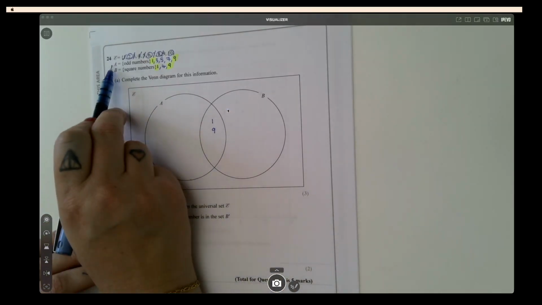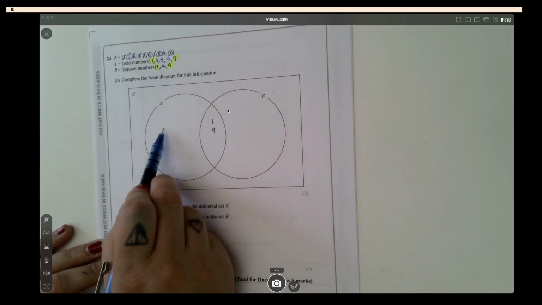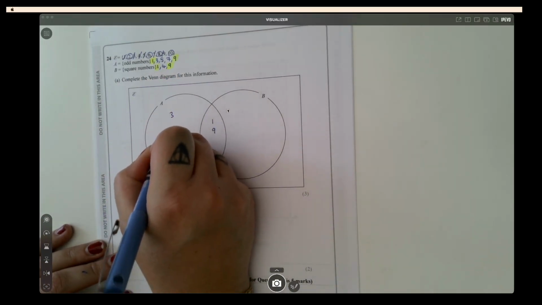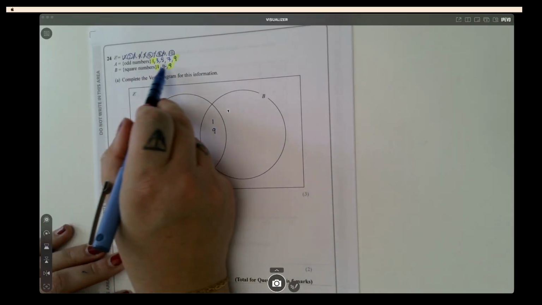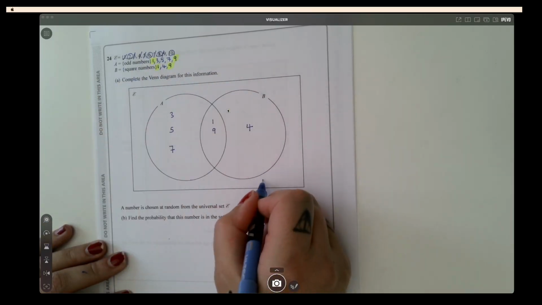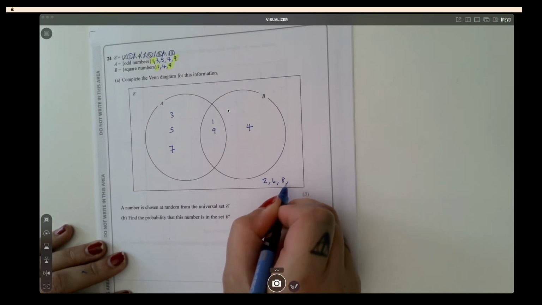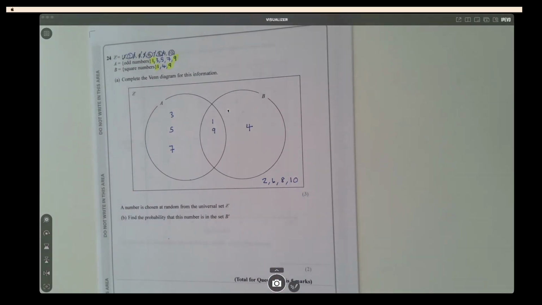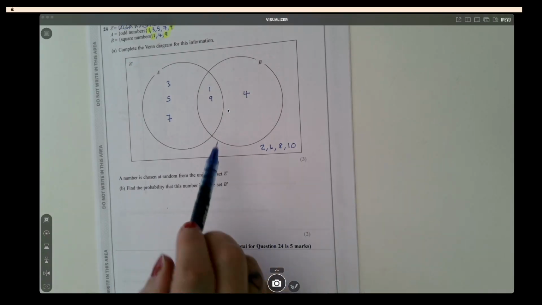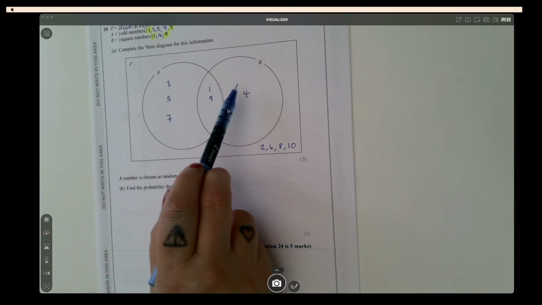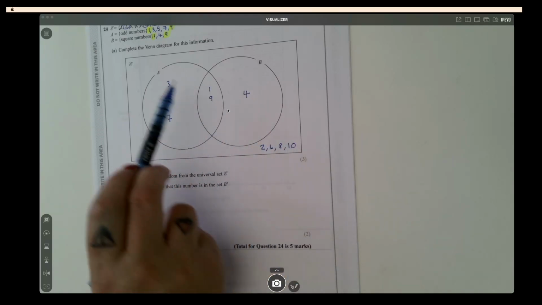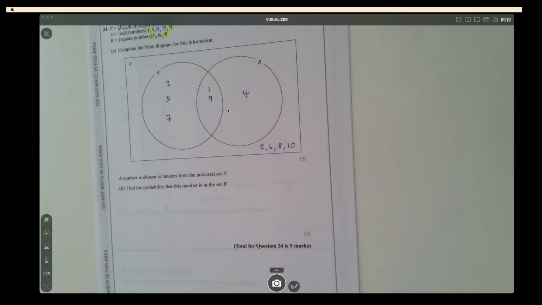And then anything that's not highlighted here in A is going to go in this part of the A circle. So 3, 5 and 7. And then same for B, 4. And then these remaining numbers go on the outside because we didn't include them in either of our sets. So that's the Venn diagram complete. Just double check: 1, 2, 3, 4, 5, 6, 7, 8, 9, 10. We want to make sure we've used all of those numbers.